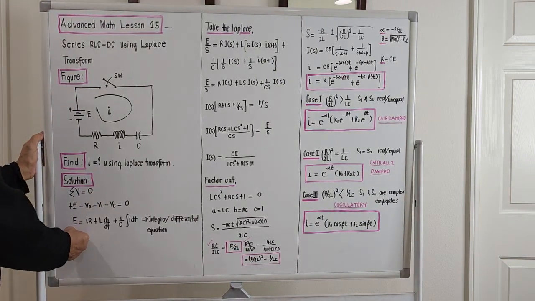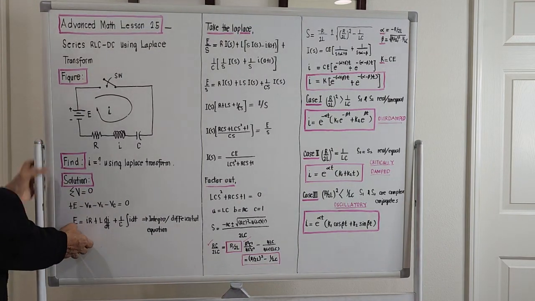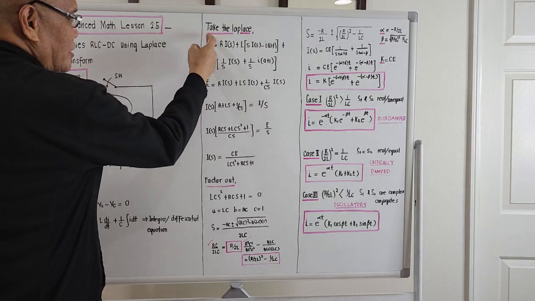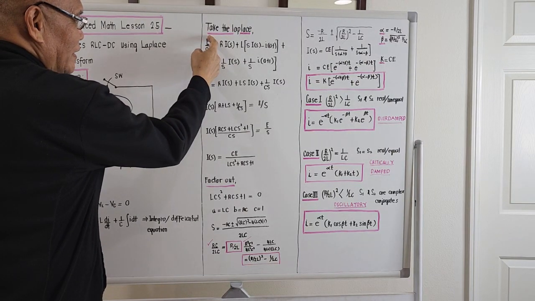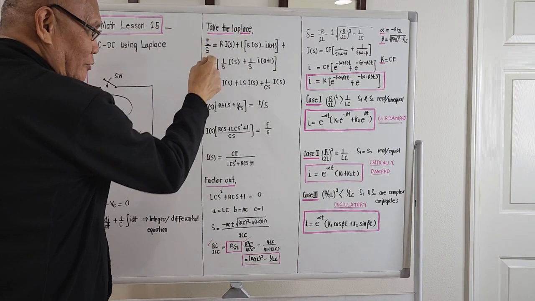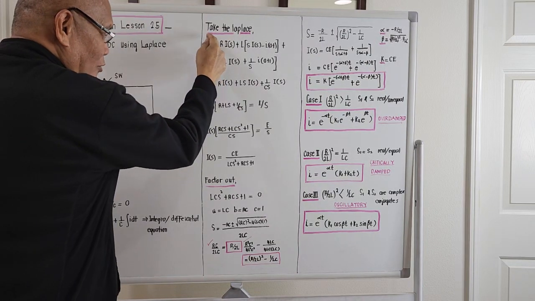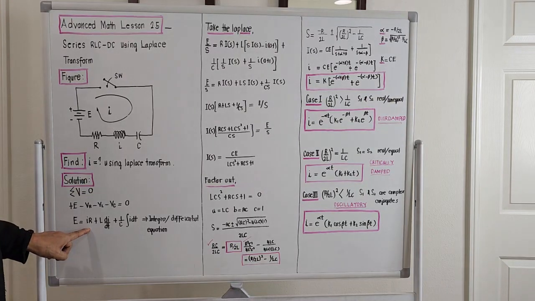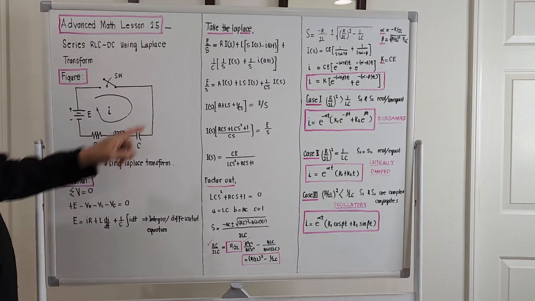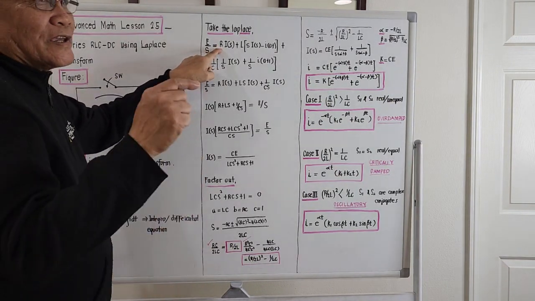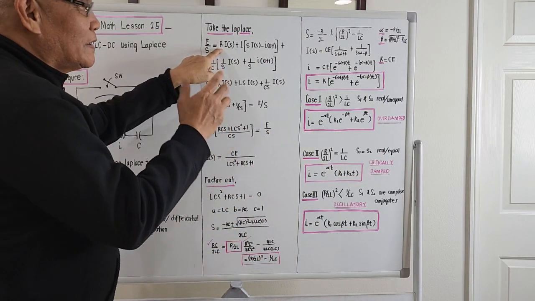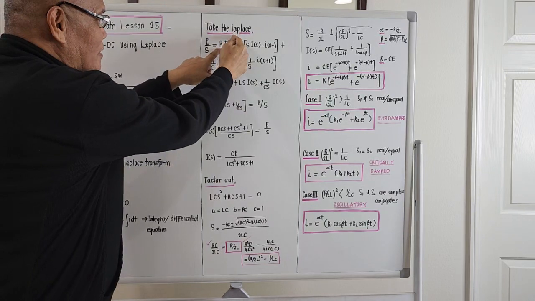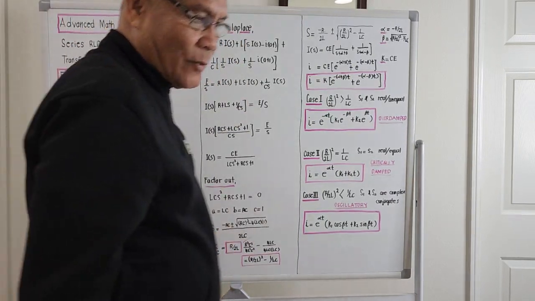Take the Laplace transform of all the terms. The Laplace transform of E will be E over S. E is constant. Okay, for a constant, the Laplace transform is E over S. It should be that constant all over S, equal to the Laplace transform of Ri, which will be R. I is variable, so the Laplace transform of small letter i will be capital letter I as a function of S. Plus, I will check my camera.